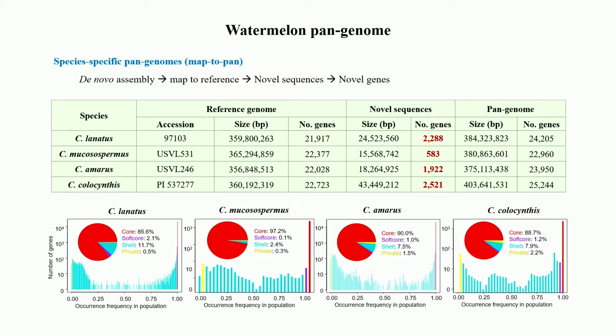So that means the Mycosopomos genetic diversity is actually higher than Lanatus, but their core gene content is also higher than Lanatus. That means the gene presence absence variation, or gene loss or gain, among the Mycosopomos population is less often than in Lanatus or the other 2 species.